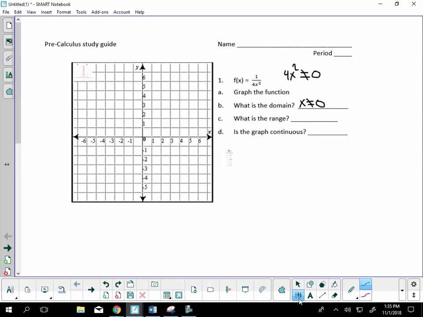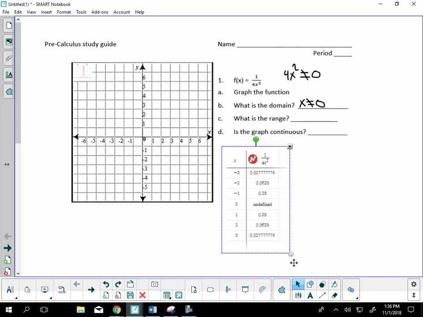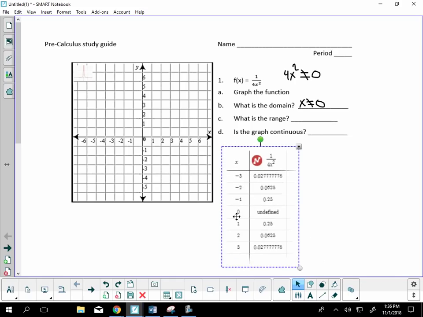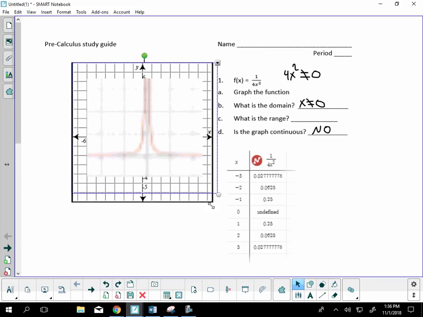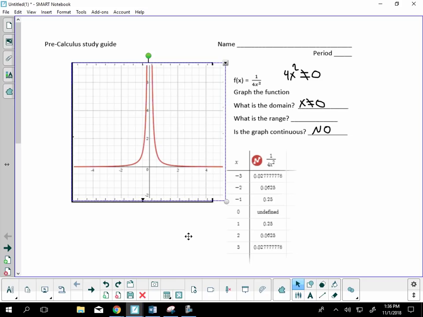So I would just go ahead and make a t-table, and it's undefined at zero, so you're going to have an asymptote there. So you can choose any value but zero. So is the graph continuous? No, because you can't draw anything when it hits zero. If you were to make and plot those points, then this is what your graph is going to look like.